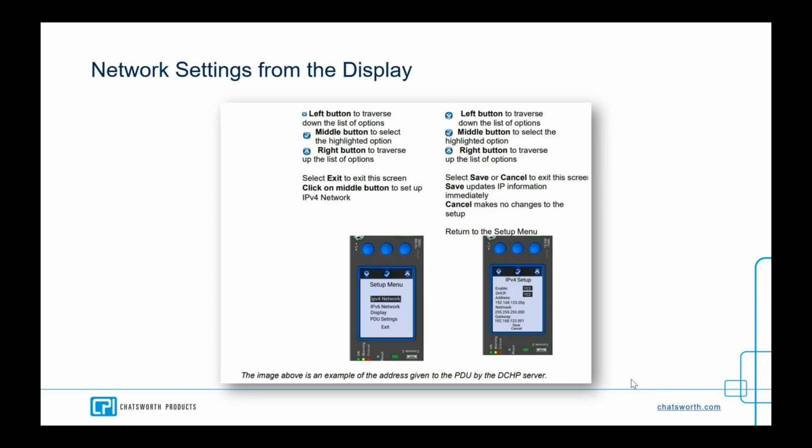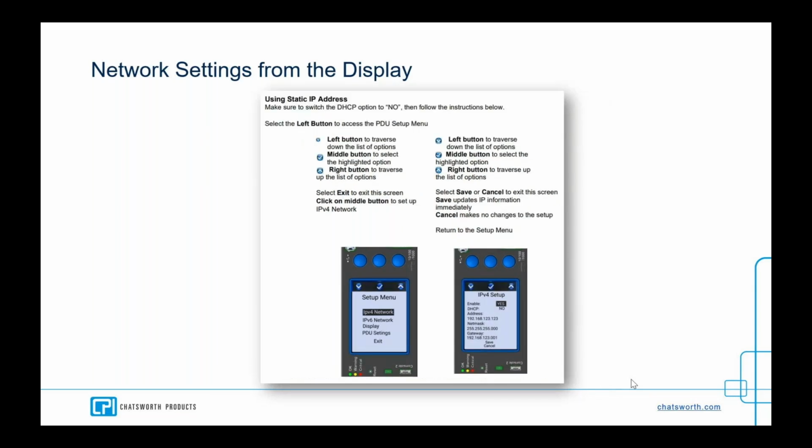Once this is done, you can use the left button to select the Save option and the middle button to confirm the changes. You can also use a static IP address by disabling the DHCP option. In this example, the left button is used to go to the IPv4 option, then the middle button to select it. On the DHCP option, using the middle button to select the highlighted option, the option is then switched to no, and that disables it.